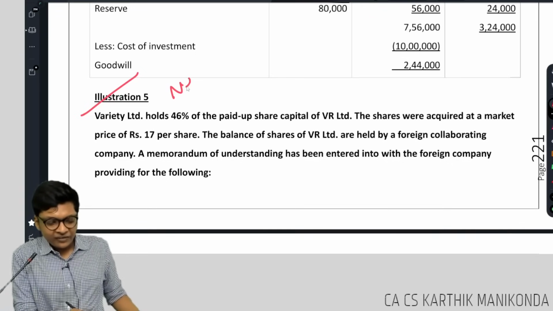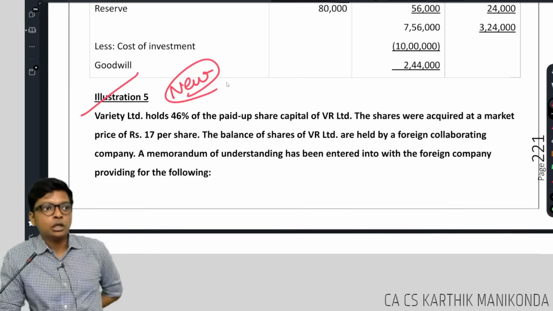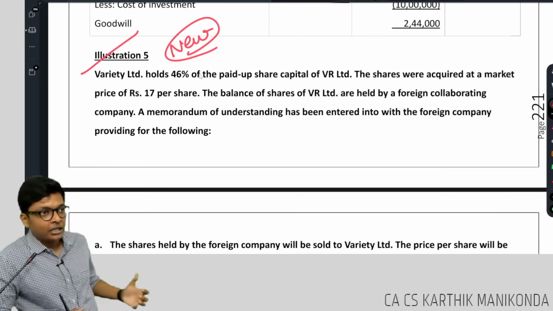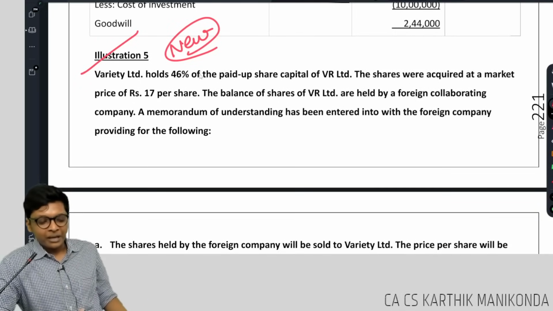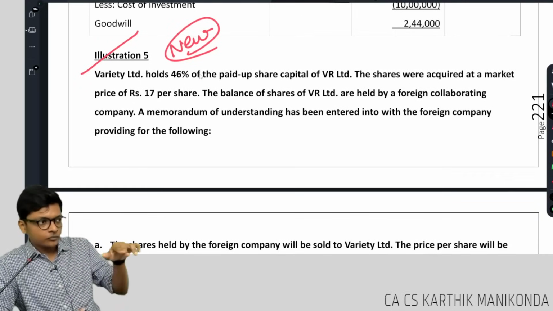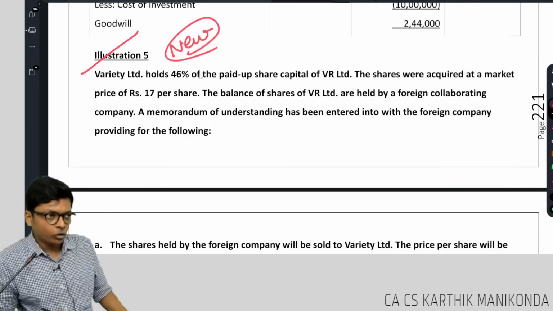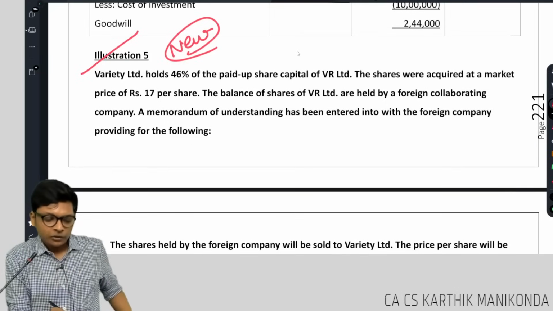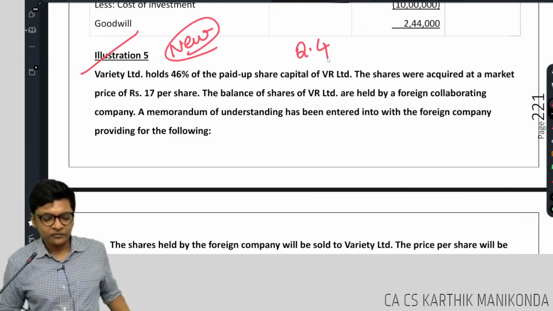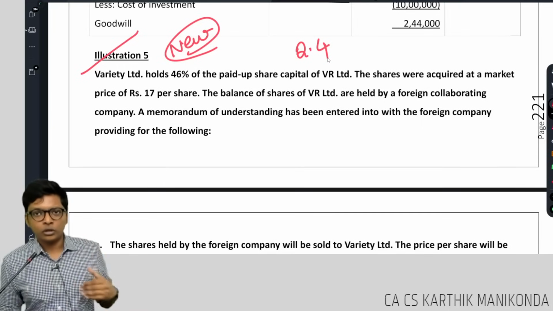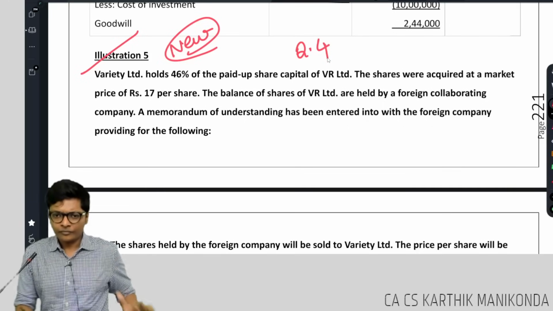Now illustration 5 is a new sum added in the new study mat, which is not there in the old study mat of consolidation. So you can mark it as important. Is it 5 everywhere in the study mat also? For you guys it is 4. I said study mat question 5. For some of you it will be in our book illustration number 4. It's a new sum added.